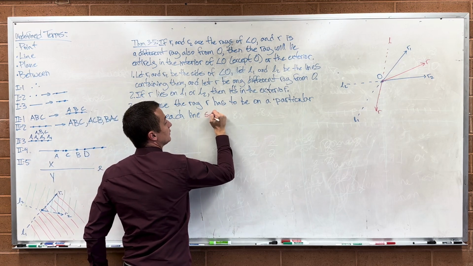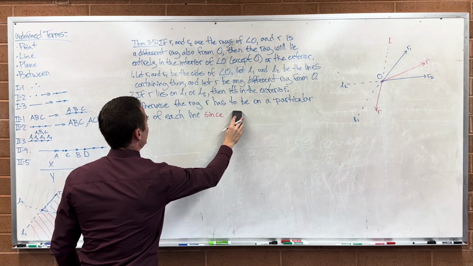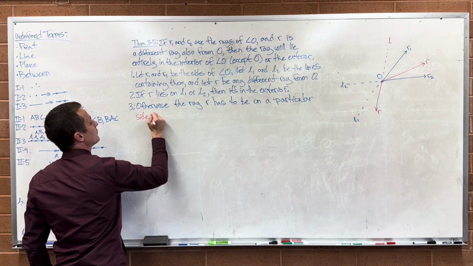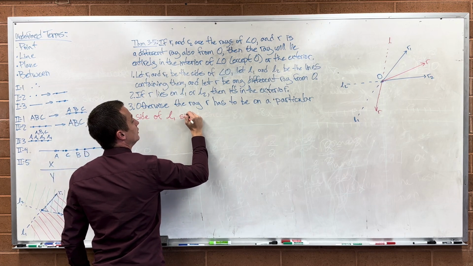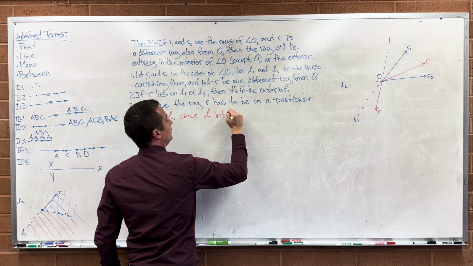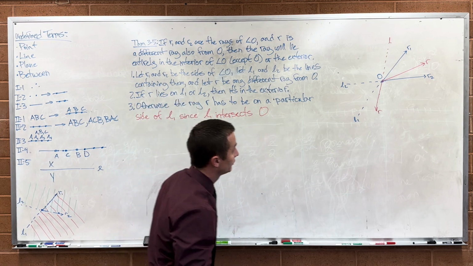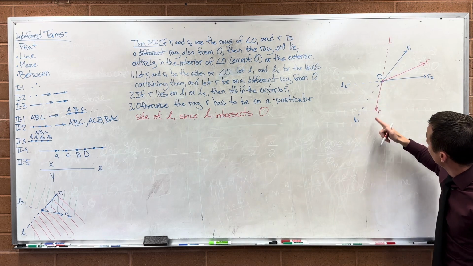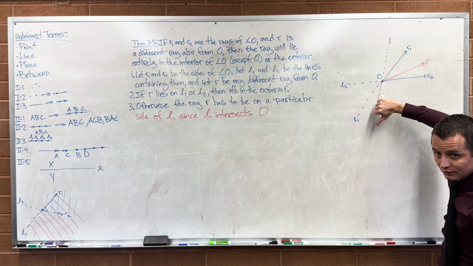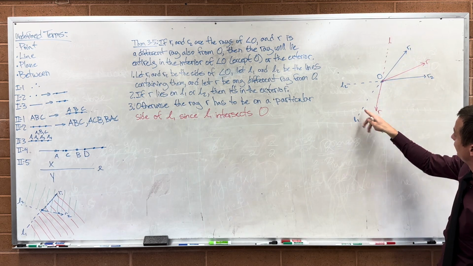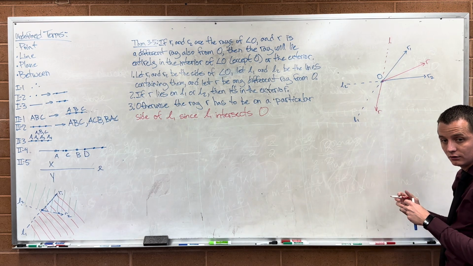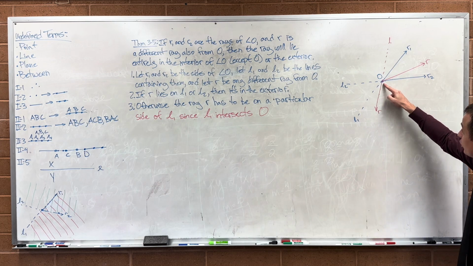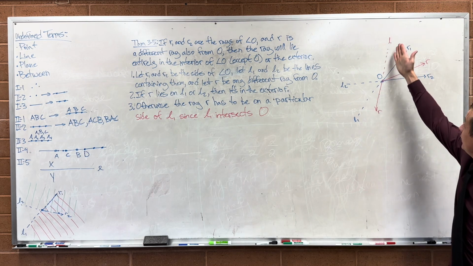How do I know that? Maybe do this one line at a time. Otherwise, R has to be on a particular side of L1, since L1 intersects O. So since L1 intersects O, here's L1, then R can be thought of as all the points on this line on this side of L1. It doesn't matter the line I use when I'm defining a ray. All I need is some line that goes through its starting point. Notice L1 goes through its starting point. So here's the line L containing R.